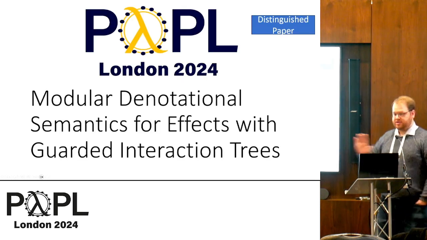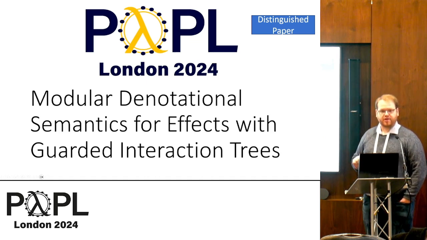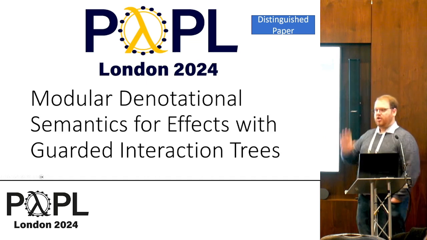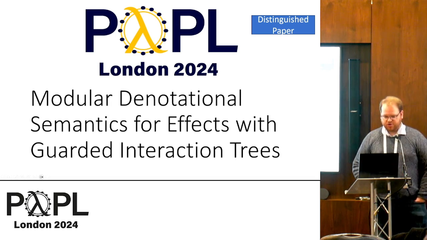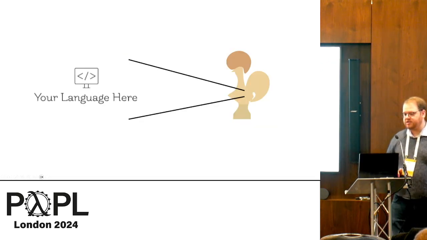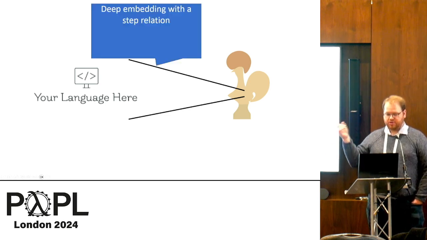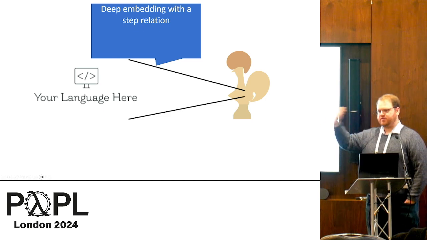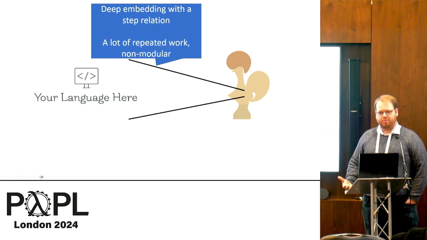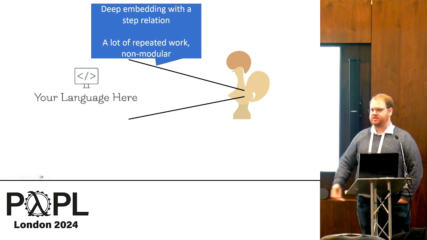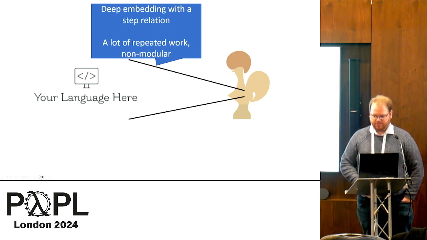Finally, we get to the distinguished paper of our session, Modular Denotational Semantics for Effects with Guarded Interaction Trees. Okay, so what are interaction trees, first of all? Interaction trees are a way of dealing with embeddings of languages into Coq to build models. Usually you have two options, a deep embedding with some sort of step relation, big step, small step. There's a lot of repeated work you do with this. It's very non-modular. Doing a lot of work over and over again to build these models.